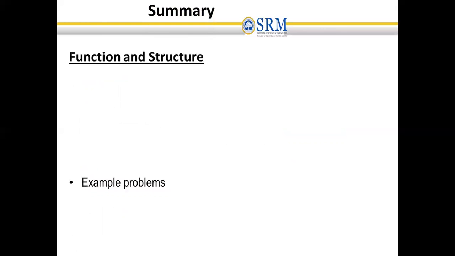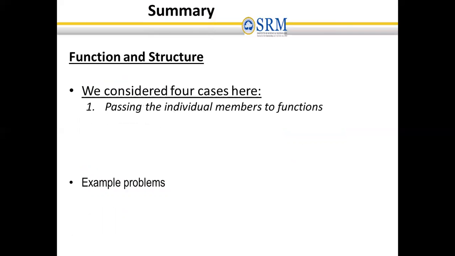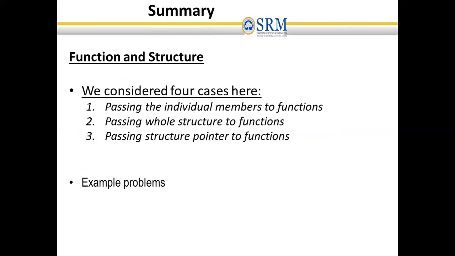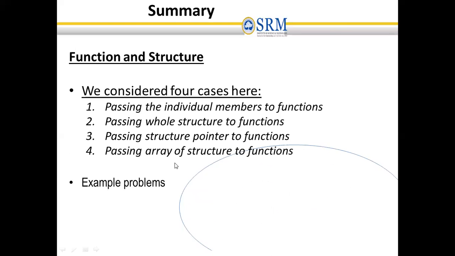Today we had discussed how you can maneuver structures and functions. How can you pass an individual member of a structure to a function? How can you pass the whole structure to a function? How can you pass the address of a structure instance to a function, and maneuver through the arrow operator? And how you can pass an array of structure to a function. Example programs are also uploaded for your study purpose.